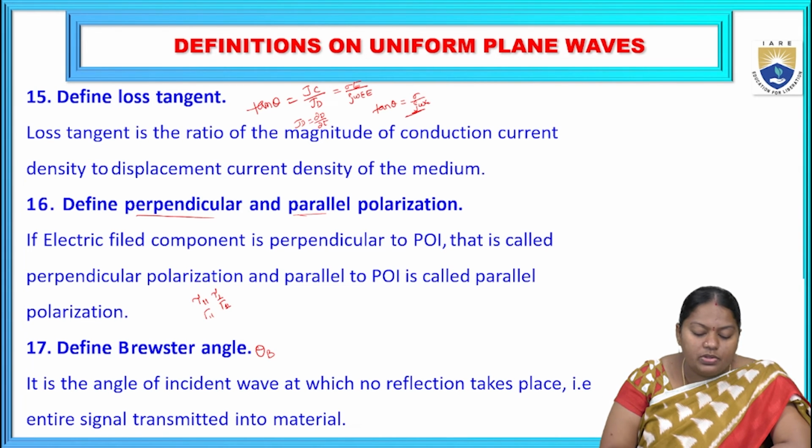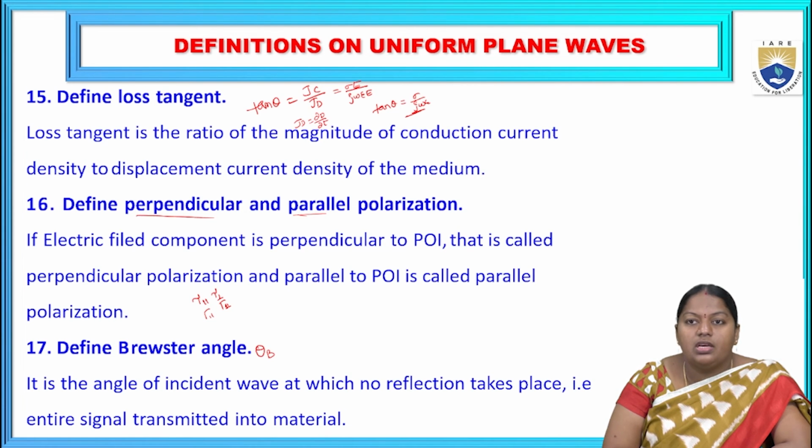It is the angle of the incident wave at which no reflection takes place. That is, the entire signal is transmitted into the material. Means the Brewster angle can be defined as the angle at which no reflection takes place. Whatever the incident wave strikes the boundary, the complete wave is transmitted to the next medium. So the entire signal is transmitted into the next material. That is called Brewster angle.